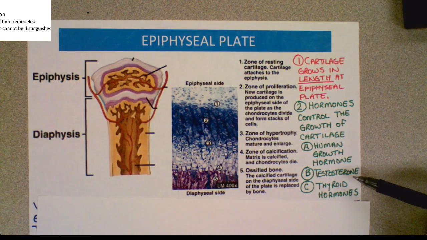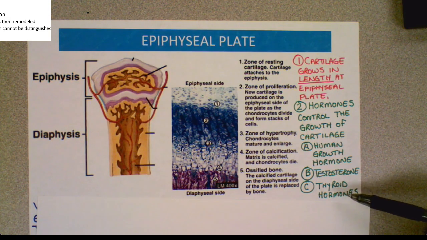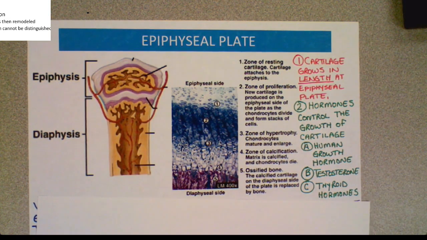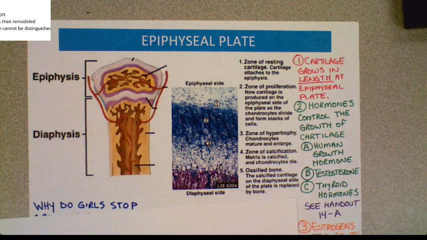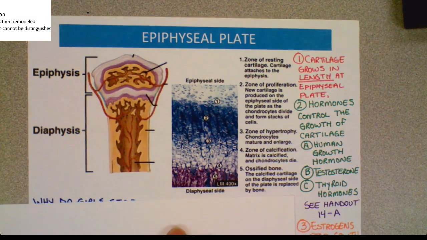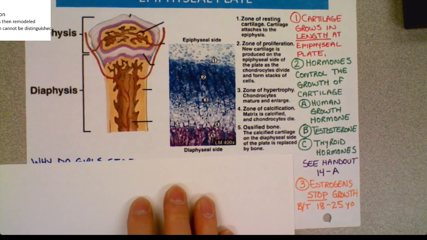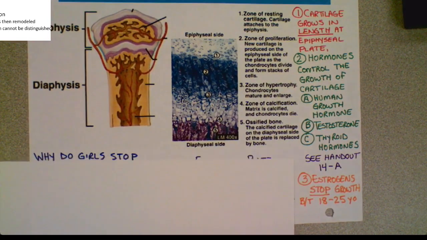The male sex hormone testosterone is playing a huge role in bone growth. And then our thyroid hormones are playing a role in bone growth. Now, don't worry about this. It says see handout 14. We'll get to that a little bit later.